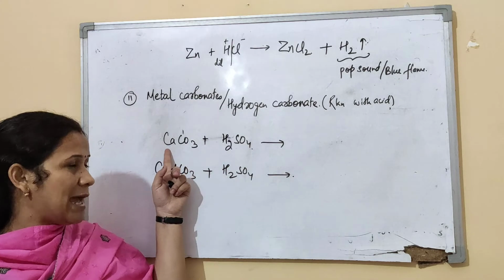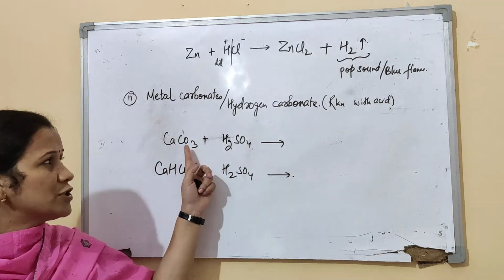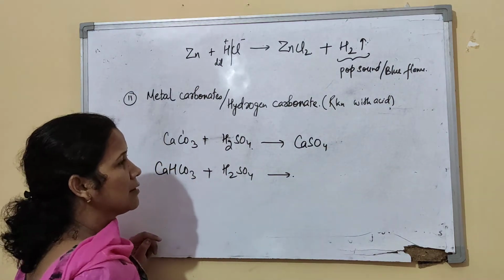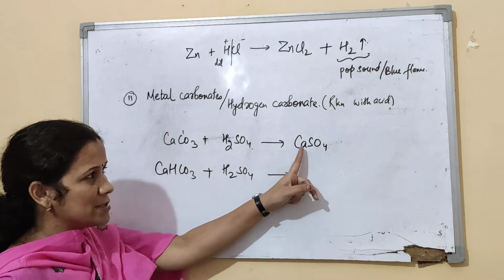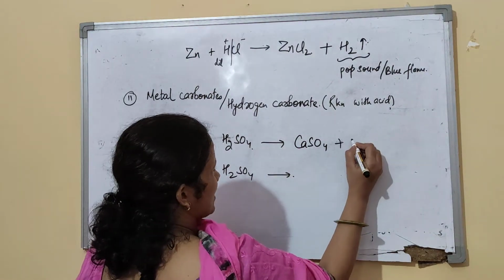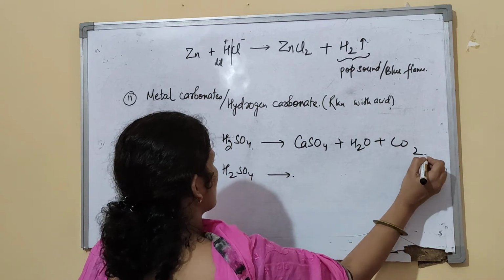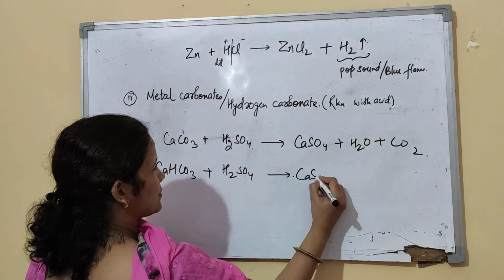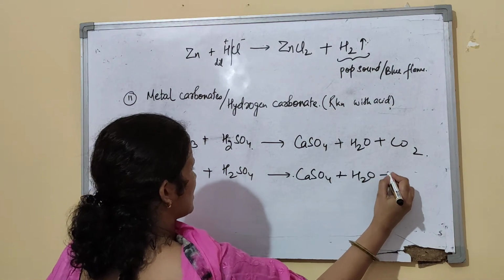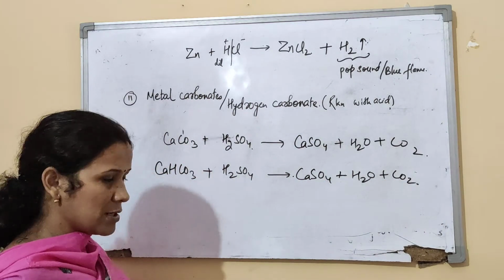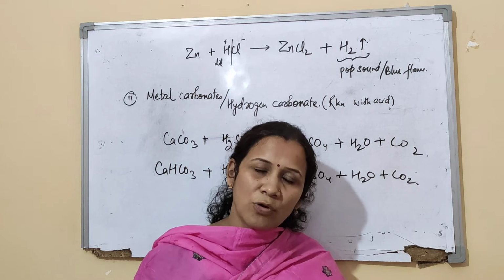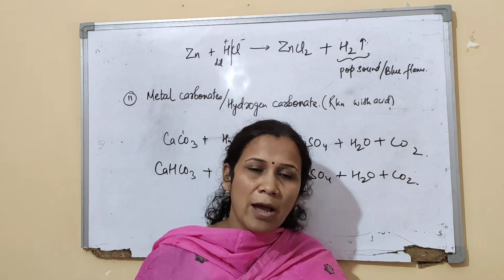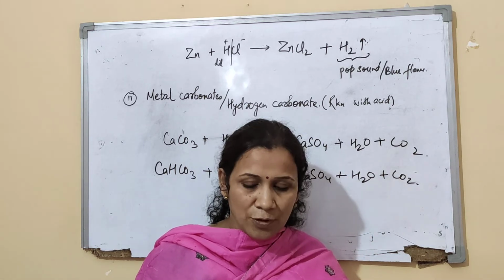This is a metallic cation and this is an anion, giving a salt, calcium sulfate. Sulfate has -2 valency, calcium +2, no issues. Plus H2O plus CO2. Calcium hydrogen carbonate again, and this is H2SO4. So it will become CaSO4 plus H2O plus CO2. You can cross check whether it is balanced or not. So the products will more or less always be the same. It is going to give you salt, H2O and CO2. That's a general rule. So you can write like this.